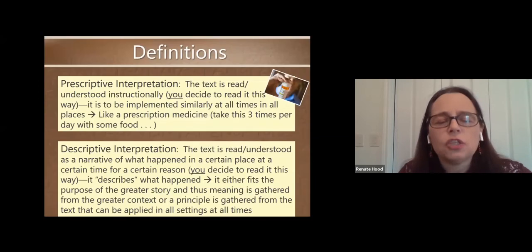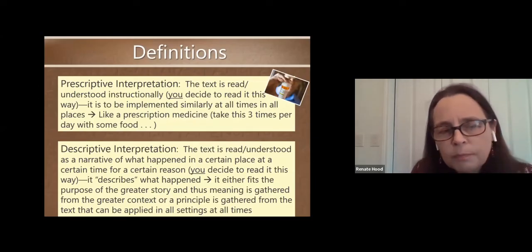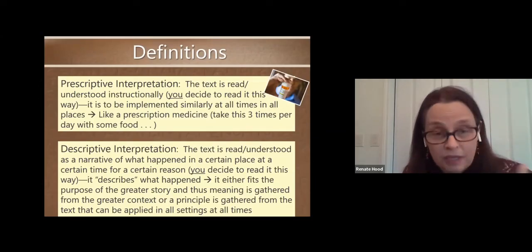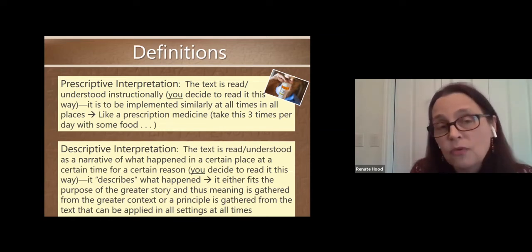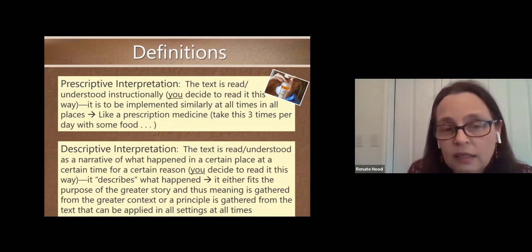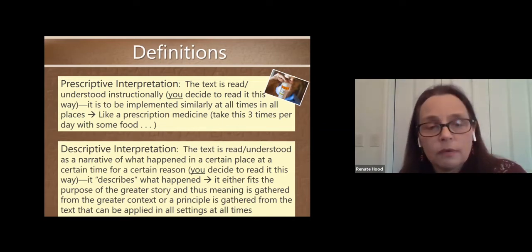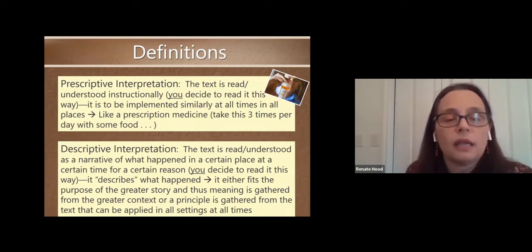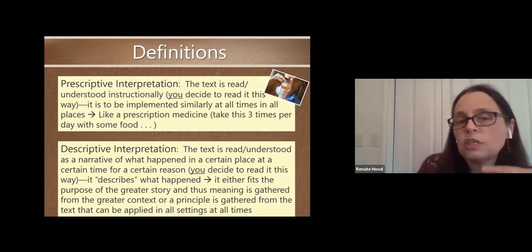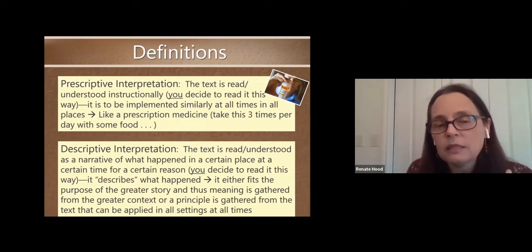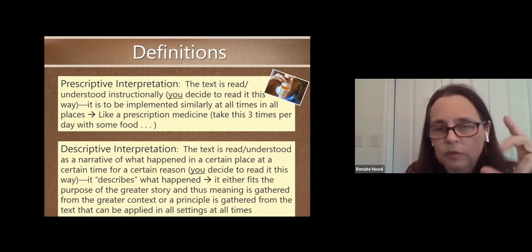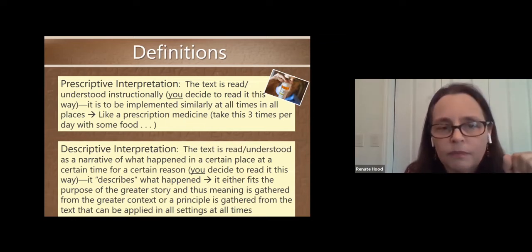So let me give you a definition. If you read prescriptively, you are interpreting. You are gathering meaning from the text by reading prescriptively. So the text is read and understood as being instruction. You decide to read it as a way like you need to implement it, like do what it says in the same way at all times and all places. It's like prescription medicine. You take something three times a day with some food because it says that. That's how you read the Bible.